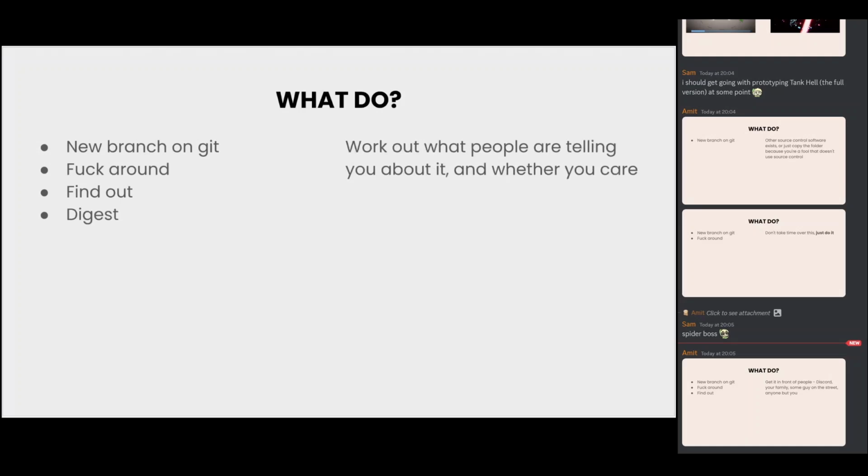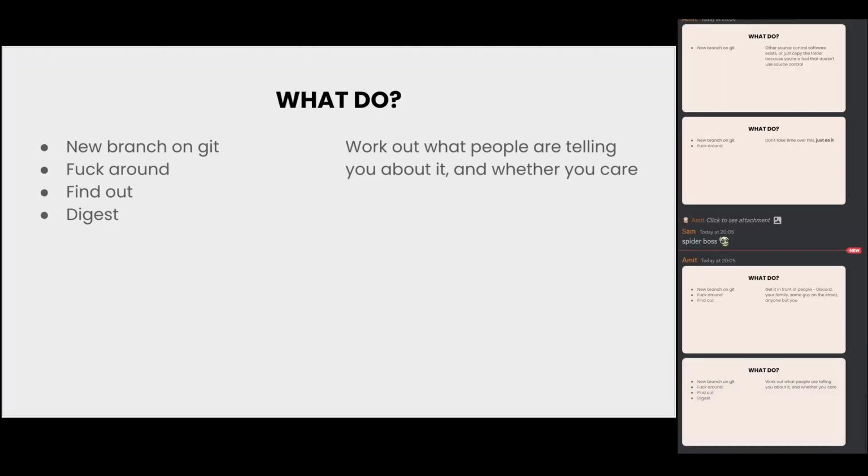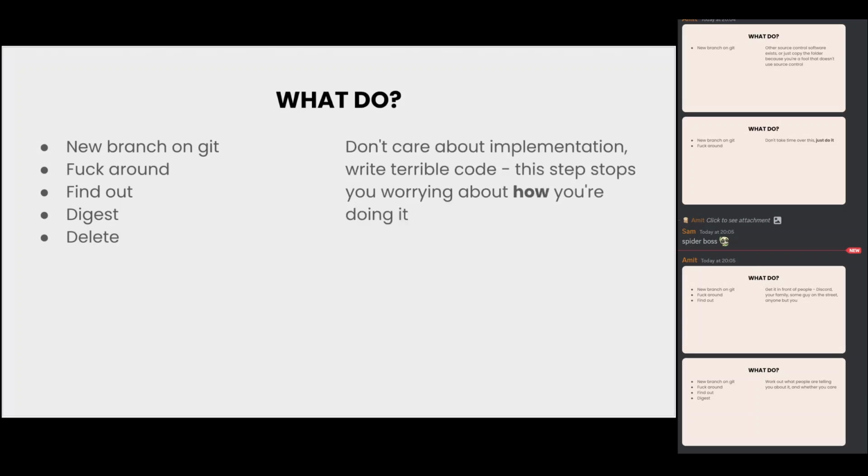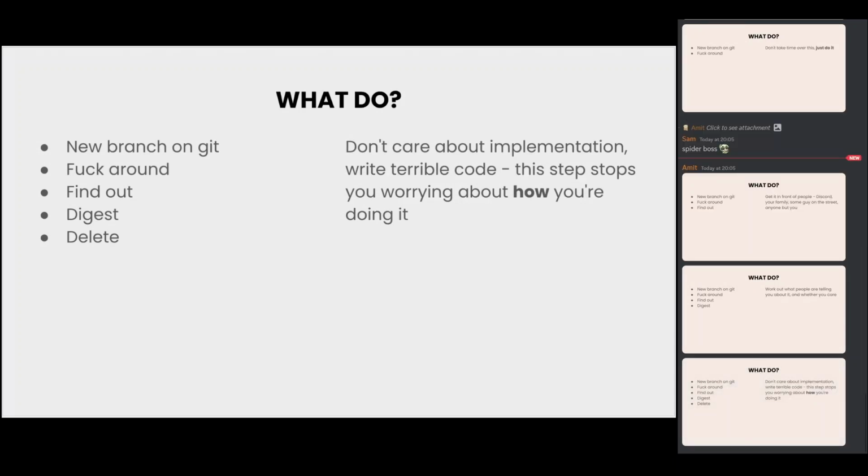After that, you take some time to digest it. You work out what people are actually telling you, because people aren't very good at saying what they mean. And you need to work out whether or not you actually care about that. And then after that, you delete the branch. This is the most important step for me, because it stops you from thinking about what you're doing too much, because you know you're immediately going to delete it.